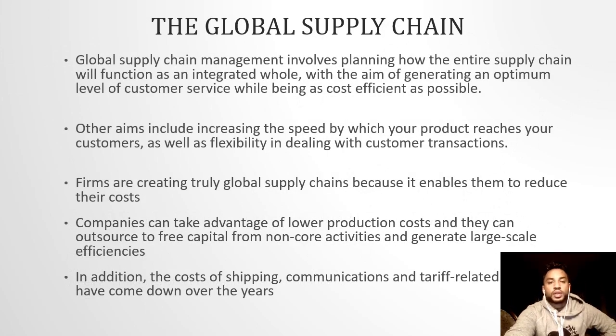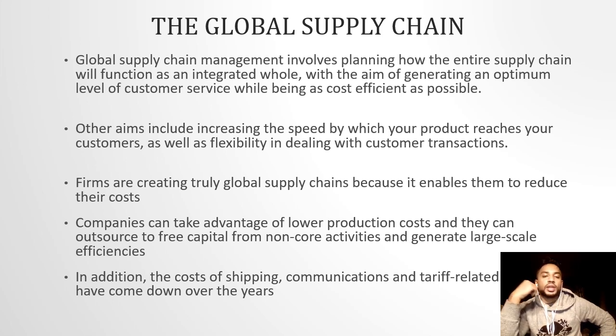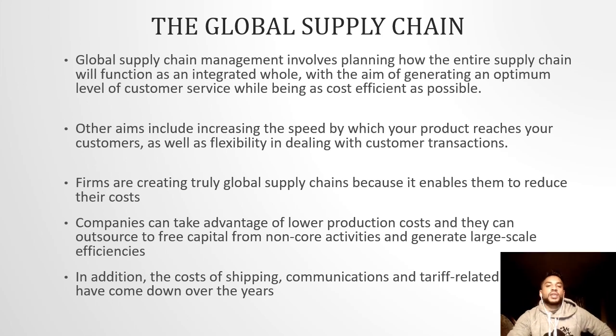Okay, so the global supply chain. Global supply chain management involves planning how the entire supply chain will function as an integrated whole, with the aim of generating an optimum level of customer service while being as cost efficient as possible. Other aims include increasing the speed by which your product reaches your customers, as well as flexibility in dealing with customers. Firms are creating truly global supply chains because it enables them to reduce their costs. Companies can take advantage of lower production costs. They can outsource to free capital from non-core activities and generate large-scale efficiencies. The cost of shipping, communication, and tariffs have come down over the years.